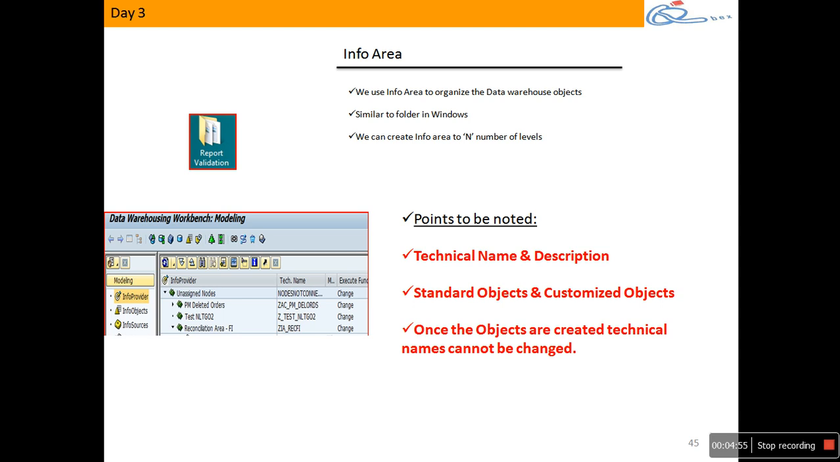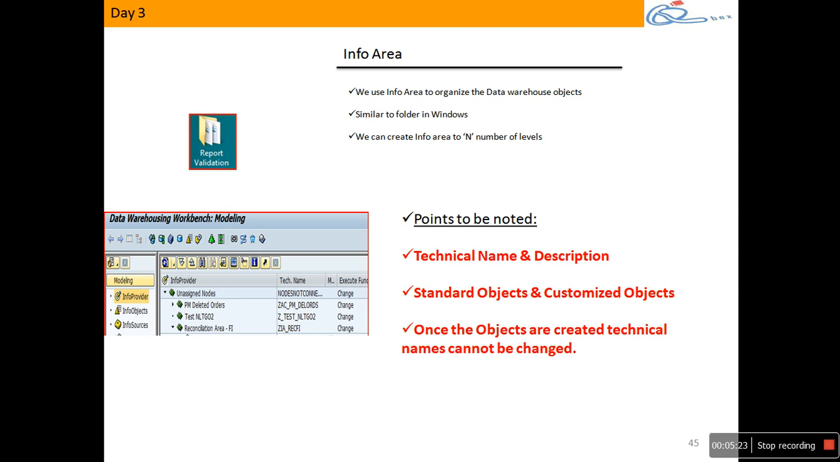Next point to be noted is any object you create in SAP BW, whether it is cube or ODS or multi-provider or info object or info set, info area, whatever it is, every object would have two names. One is technical name and one is description. The technical name is what I use to identify the object in the backend data dictionary. We identify that object with the technical name in the backend. Description is for the user, for us to understand the object.